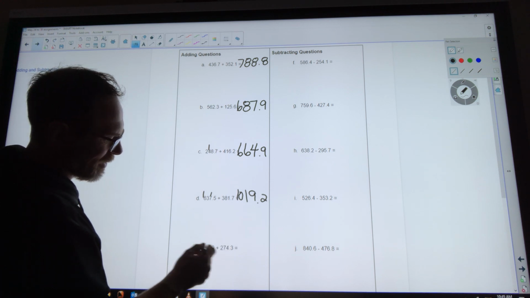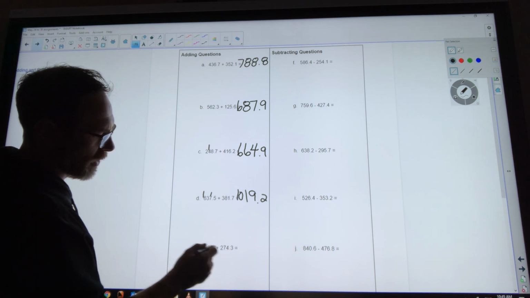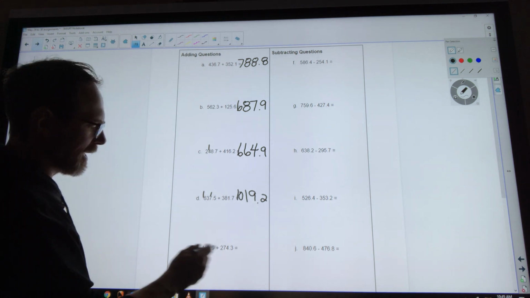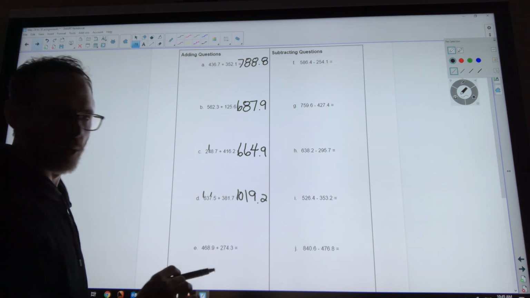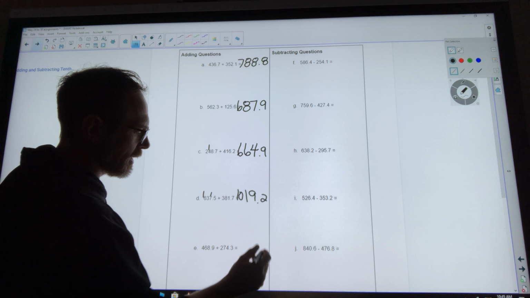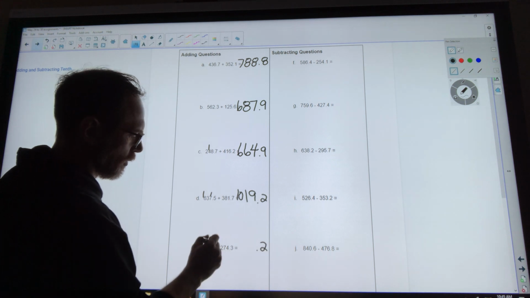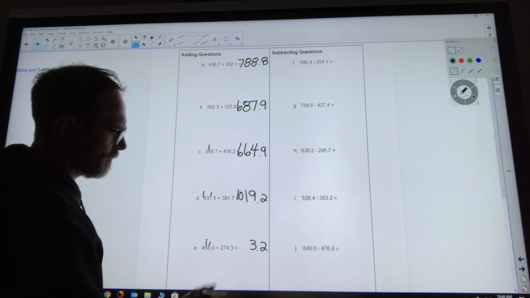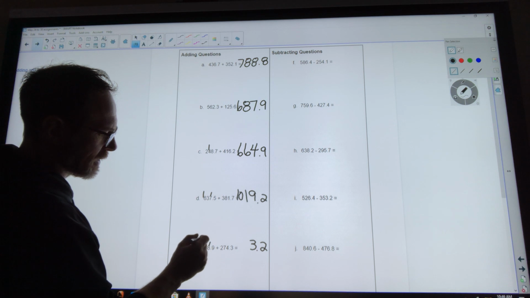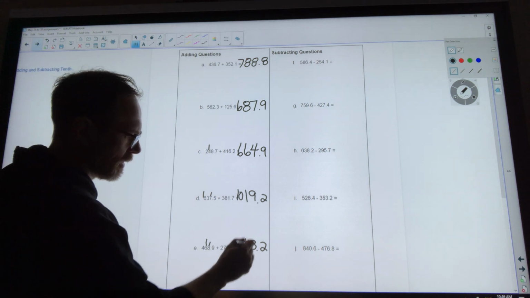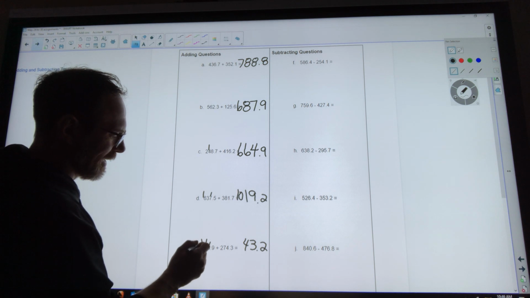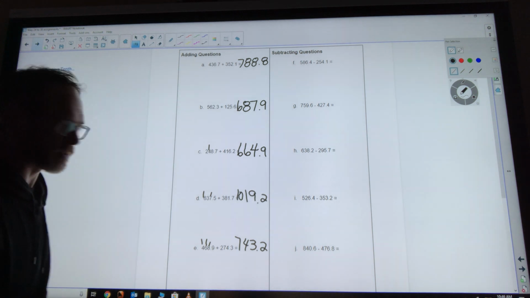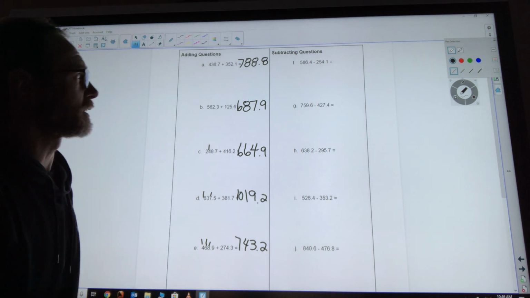Last question. My answer is going to be around 700 and something, because 400 plus 200 is 600, and 60 plus 70, well, that's 130. So I'm going to be looking at that 730, 740, somewhere in there. 9 plus 3 is 12. Carry the 1. 1 plus 8 is 9. 9 plus 4 is 13. Carry the 1 again. 1 plus 6 is 7, and 7 plus 7 is 14. Carry the 1 one more time. 1 and 4 is 5. 500 plus 200 is 700. So 743.2.